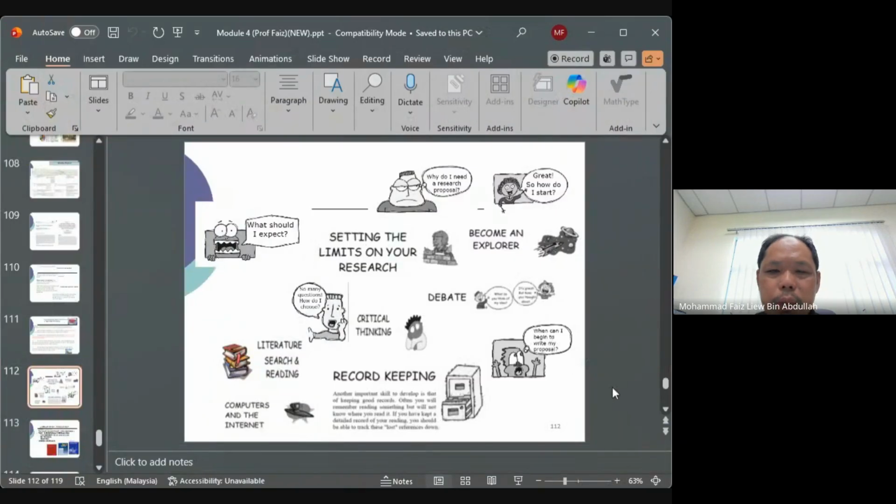So, setting limits on your research. This is a debate. That's why, as I say, some people take 10 years, some people take 7 years, some take 3 years. So how do you set limits on your research? It's about yourself. If you have funding for 3 years, you really have to work hard to complete in 3 years. You really have to become an explorer, good in record keeping, good in critical thinking.